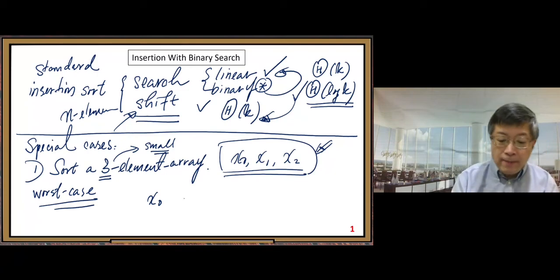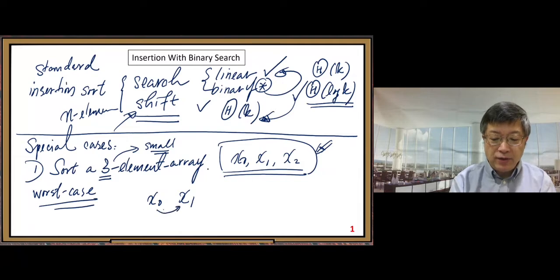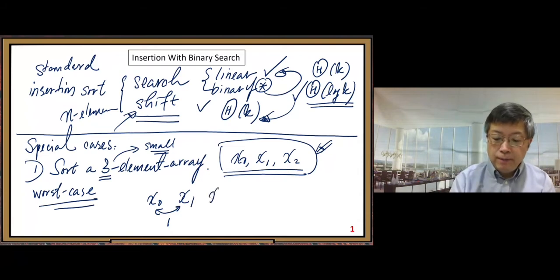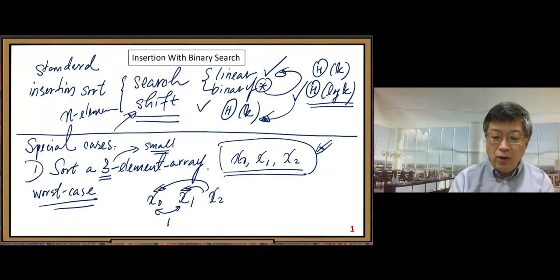Then X1. To get it sorted, we need one comparison, between X0 and X1. Then X2, in the worst case, you need to compare both. So two more. So the total number of comparisons, 1 plus 2 equals 3.